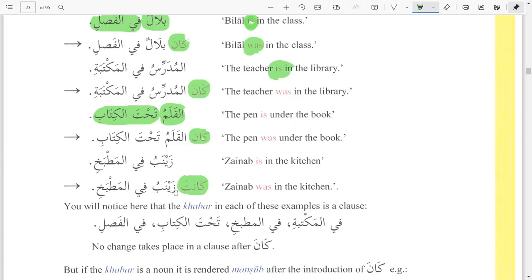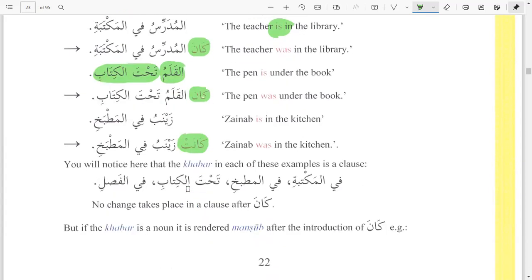For feminine singular, we will use kanat. For masculine singular, kana, and for feminine singular, we will use kanat. Kanat Zainabu fil matbakhi. Zainab was in the kitchen.